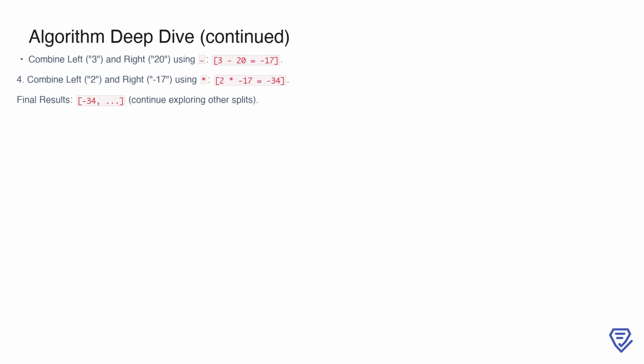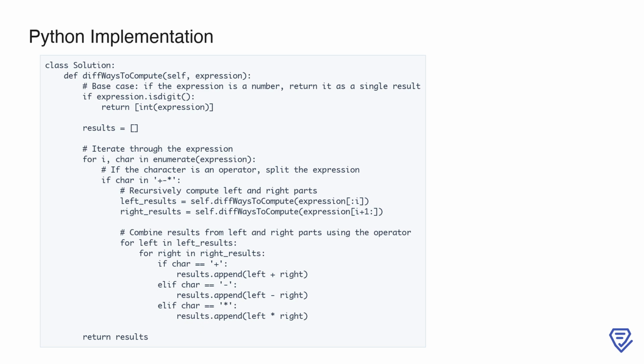By systematically applying this process, we generate a comprehensive list of all possible results for the input expression. This example illustrates how the recursive decomposition, result combination, and memoization work together to solve the problem efficiently. This implementation solves LeetCode problem number 241, Different Ways to Add Parentheses, using a divide and conquer approach. The goal is to compute all possible results of an expression by evaluating it in different parenthesized ways.